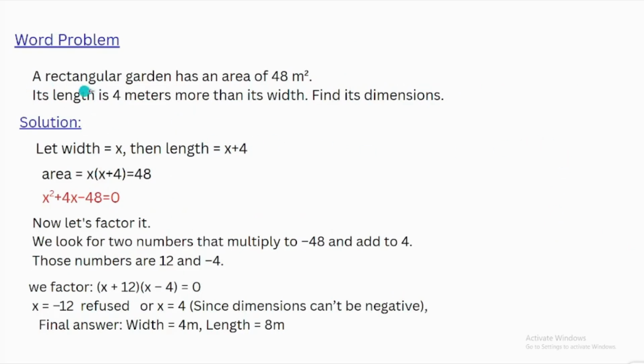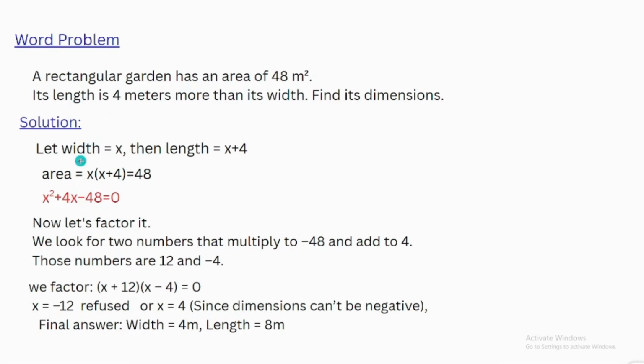Word problem. A rectangular garden has an area of 48 meters squared. Its length is 4 meters more than its width. Find the dimensions. The area is 48 meters squared and the length is 4 meters more than the width.